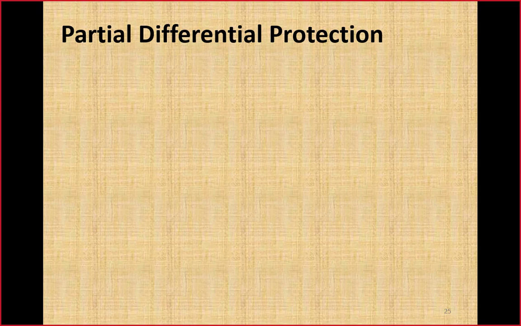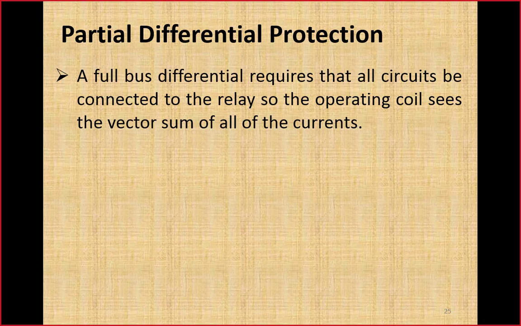Now at the end, we will discuss partial differential protection. A full differential requires that all the circuits connected to a bus must be part of the differential protection. This means the current flowing in any of the circuits connected to the bus must be included in the differential protection of the bus. That is known as full differential. If for any reason one or more circuits are not part of the differential, that is known as partial differential protection.